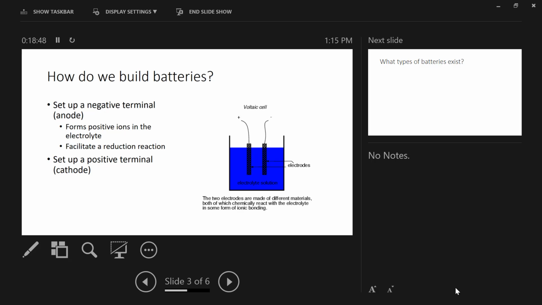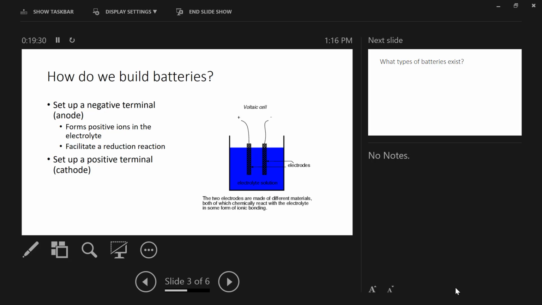So then we set up a positive terminal. We call this the cathode. And now we have built a battery. We put in an anode that's going to form positive ions, meaning it's going to get rid of what? It's going to get rid of electrons. Now it gets rid of them by giving them to something else, but it's going to get rid of electrons, meaning our anode is our electron source.